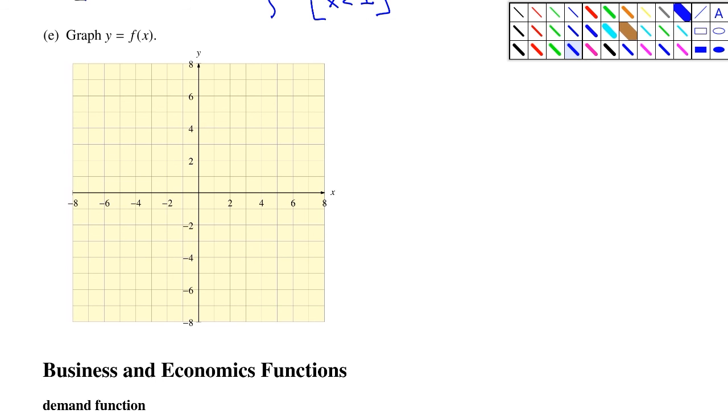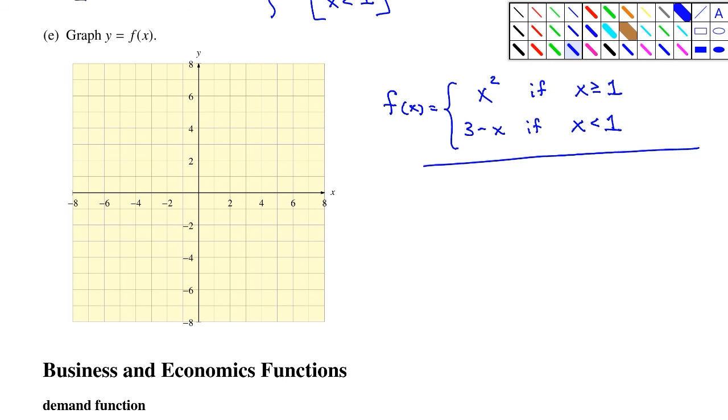All right. So the graph of y is equal to f of x. So let me write down our f of x function here again, in case we've forgotten it. It's x squared if the x's are greater than or equal to 1, and 3 minus x if the x's are less than 1.